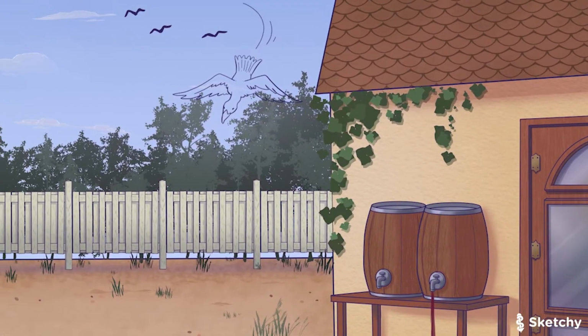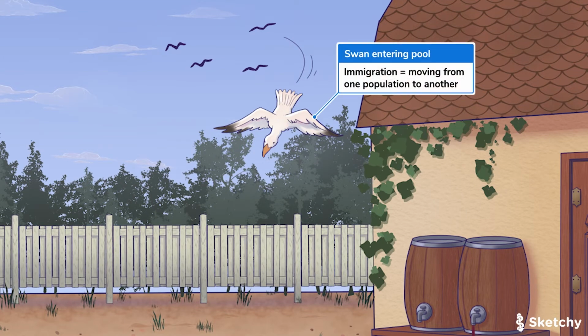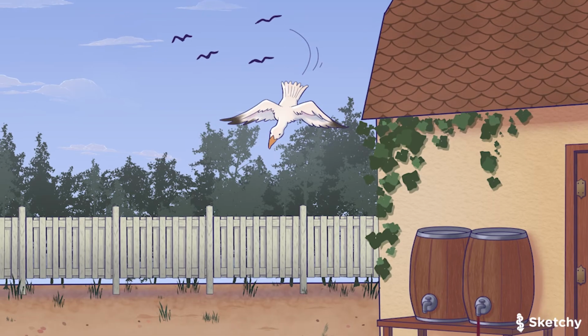Oh, looks like someone else is swooping in to get some wine. To represent immigration, she's moving from the population of birds in the sky to this population of swans in the gene pool. But we won't tell them that she's only here for the free booze. As you might already know, immigration is the movement of individuals from one population to another. Immigration is one of the more common causes of gene flow.